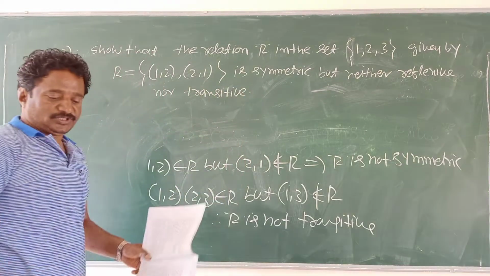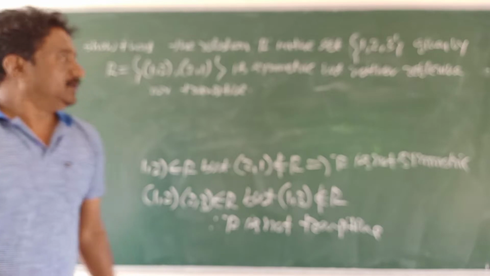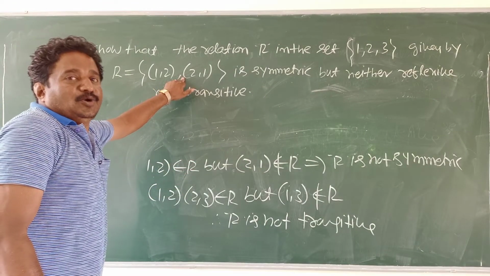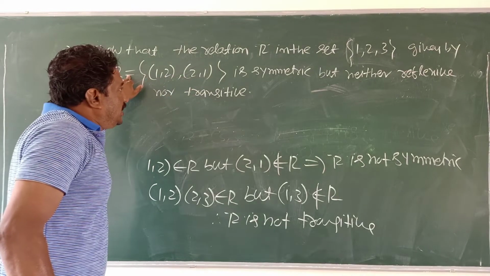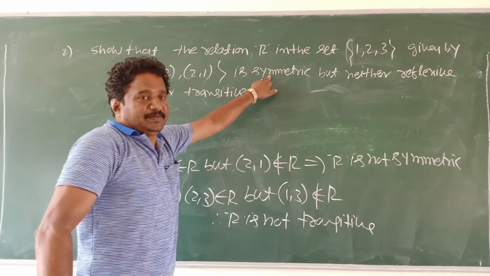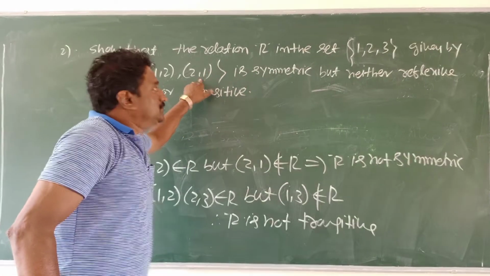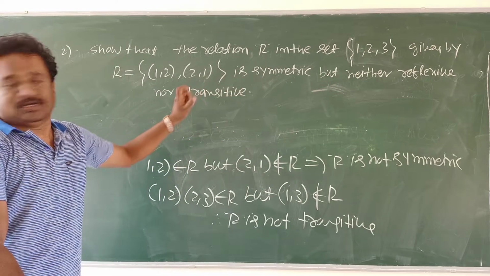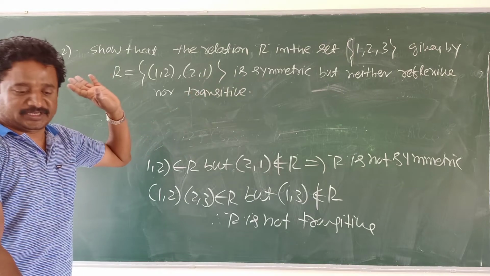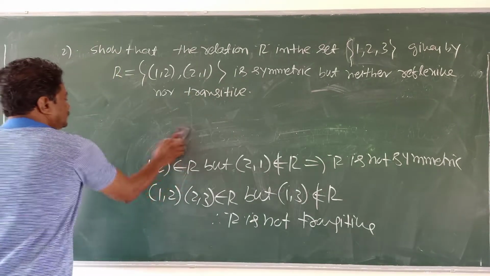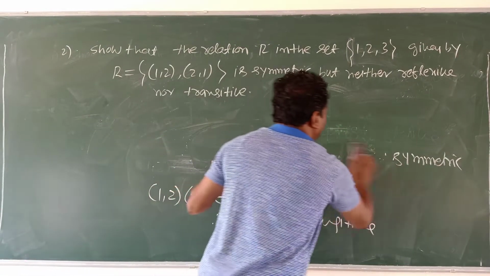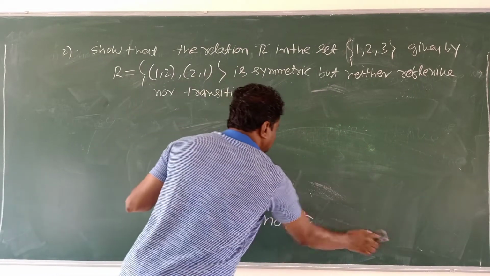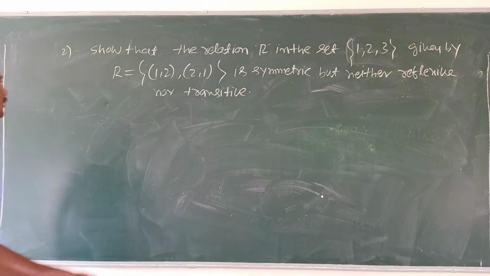Two more questions, friends. Here it is asked to show that this relation R is symmetric, but it is neither reflexive nor transitive. Let us go for that. Solution.